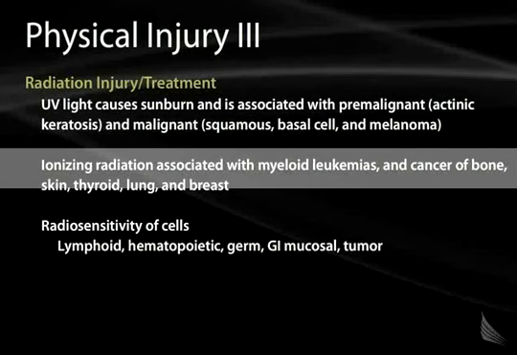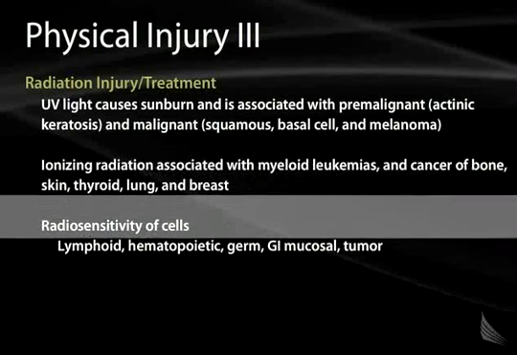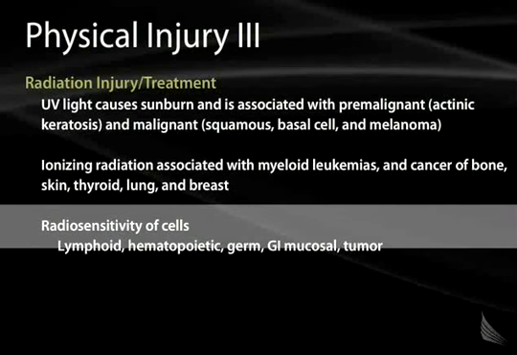Ionizing radiation from sources such as atomic bombs or uranium mining is associated with myeloid leukemias and cancers of bone, skin, thyroid, lung, and breast. In terms of radiosensitivity of cells, lymphoid cells are less than hematopoietic cells, which are less than germ cells, which are less than GI mucosal cells in terms of the development and predisposition to developing a tumor.